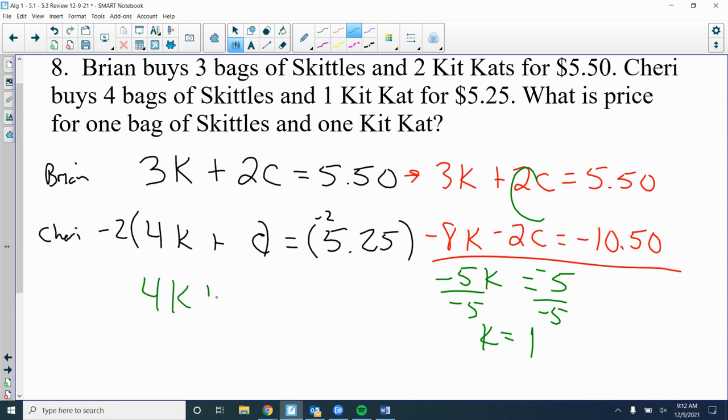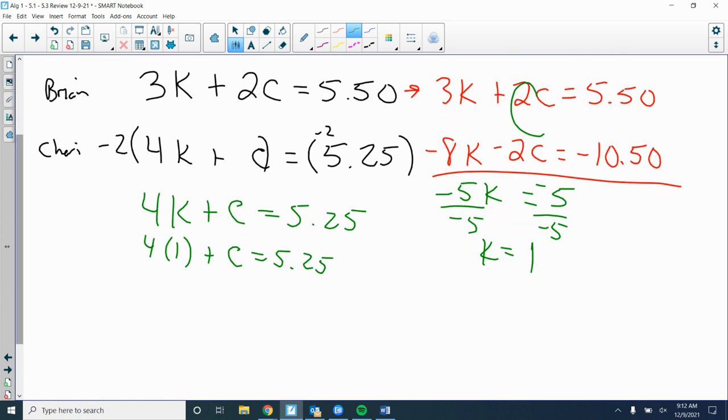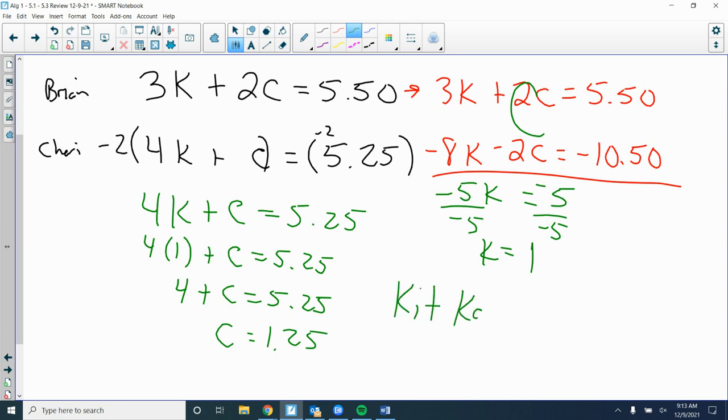So we have 4K plus C equals 5.25, my original equation. 1 equals, for my Skittle there. Okay, what do I do? What's 4 times 1? 4. What do I got? What's 5.25 minus $4? 1.25. What's 1.25? The cost of a Kit Kat equals $1.25, and my Skittles were $1.